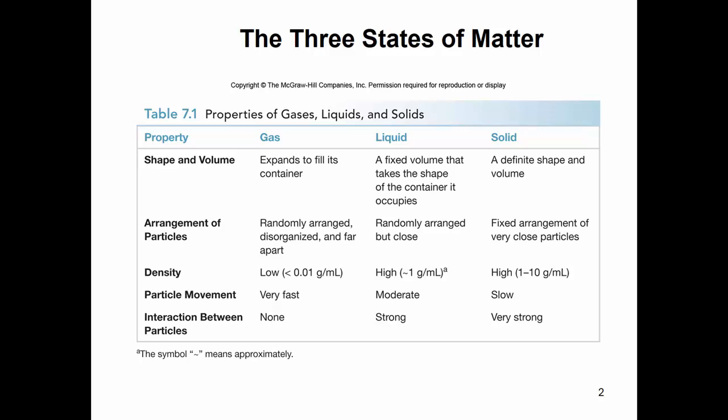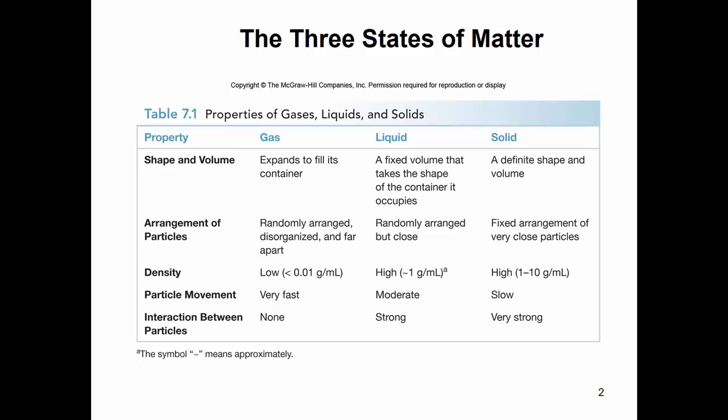For liquids, these have a fixed volume that takes the shape of a container, and they are randomly arranged, but they're much closer. So their density is a lot higher. Imagine the molecules are closer, so the density is higher. They move moderately, and they have strong interactions between the particles in a liquid.